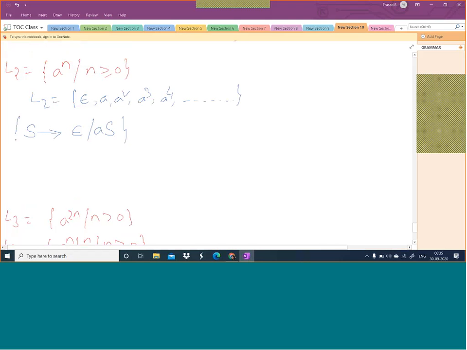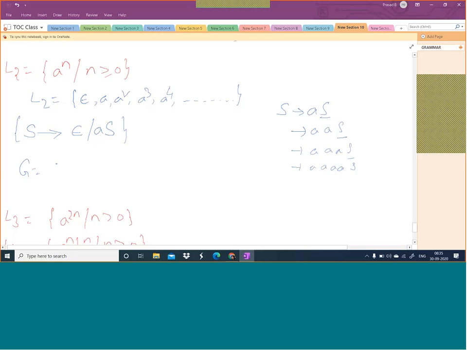That's it. These are the productions. You can see the proof here. A S, then epsilon, we will get A. Otherwise, in S place again A S, then epsilon, we will get A square. Otherwise, in S place A S, then epsilon, we'll get A cube. Again A S, then epsilon, we get A power 4. Like this, you will get all these strings.